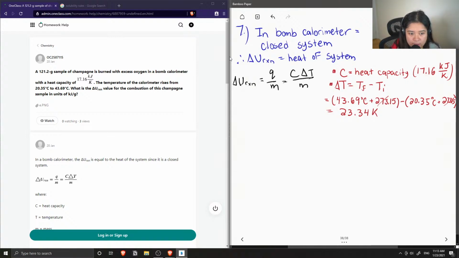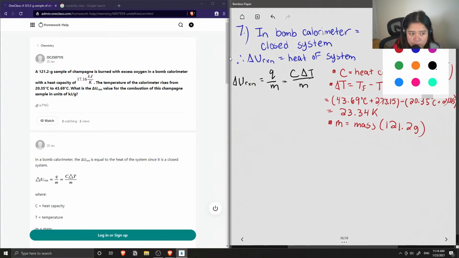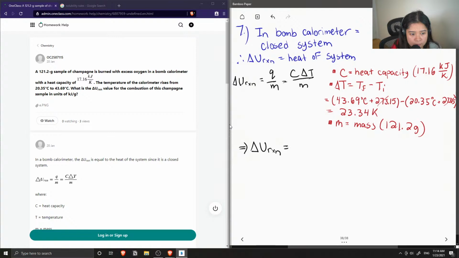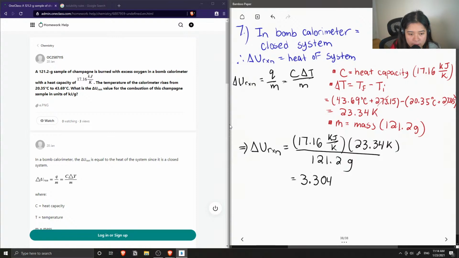So these are our C and delta T values. So M is equal to mass, and that was also given in the question, 121.2 grams. So now all we have to do is plug these values in. So heat capacity was 17.16 kilojoules per Kelvin. Delta T was 23.34 Kelvin. And our mass is 121.2 grams. So that means the delta U of our reaction is 3.304, and the units are in kilojoules per gram.